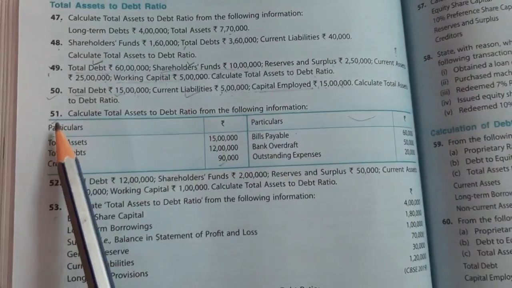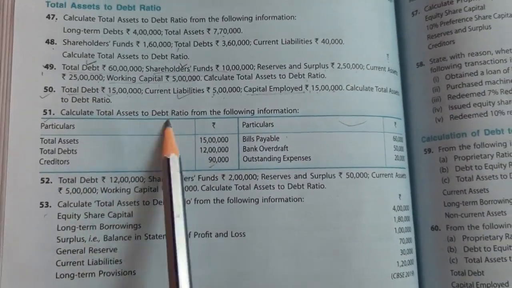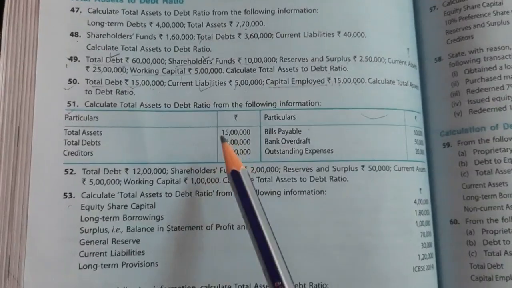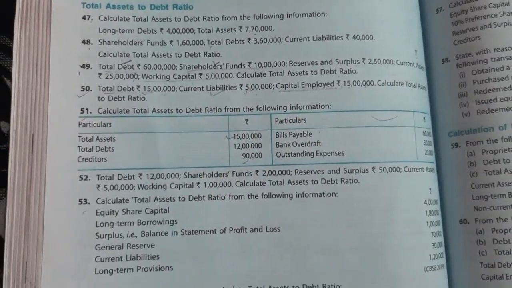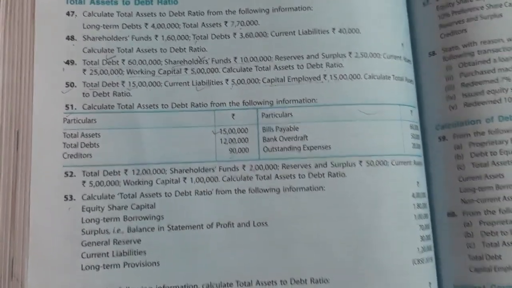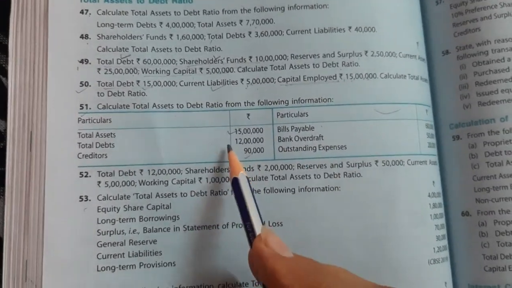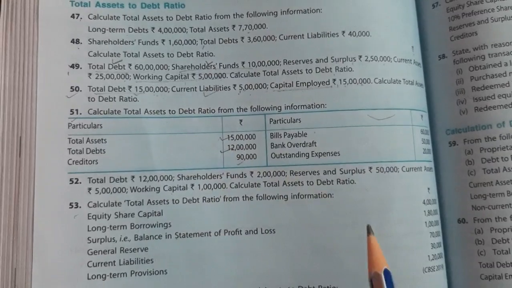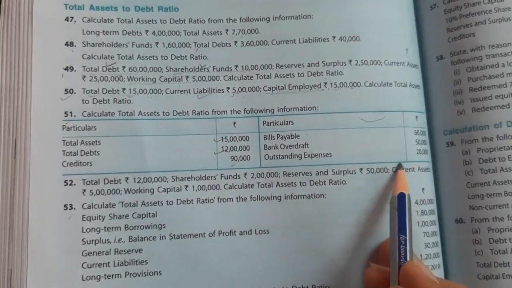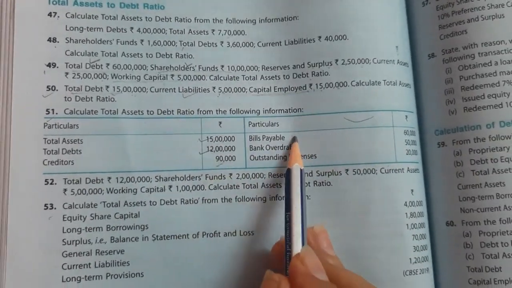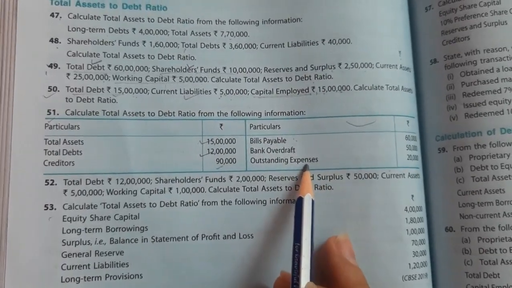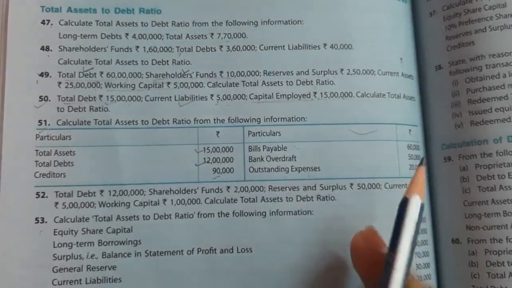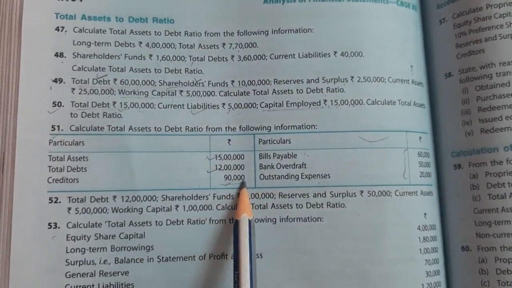Now coming to question number 51, calculate total assets to debt ratio. Again here, what you are given is total assets. So one aspect is given. Now another aspect is also given, total debts, which also includes your short term debts. And see, short term debts are already here. Creditors, bills payable, bank overdraft, outstanding expenses are given to us. These all are part of current liabilities.